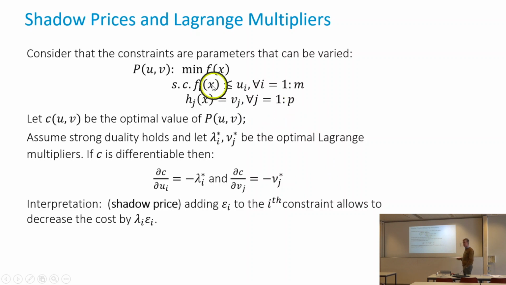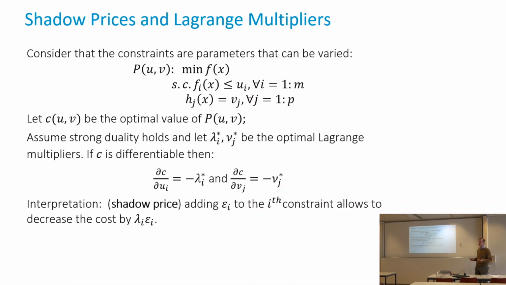One of the physical interests of this is beyond a technique to solve an optimization problem. Another thing is the interpretation in terms of shadow prices. What is that? Well, if I look at the problem in this standard form, I can parameterize it with respect to the right-hand side of the inequality. So I look at the problem where I vary the constraints.